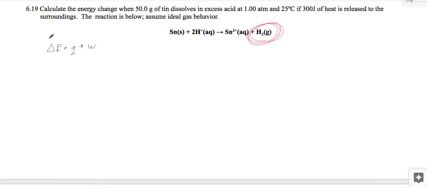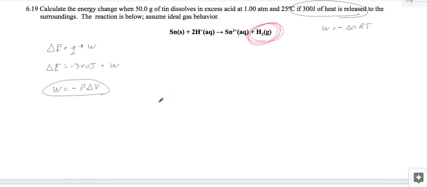And then we also have delta E is equal to negative 300 joules of energy plus W. And it's negative because it says this 300 joules of heat is released. So now we need to solve for work. And I'm going to do this using this one. Work is equal to negative pressure times change in volume, and I'll show you this process. You could also do this process with work is equal to negative change in number of moles, RT. But this is the one I'm going to work with.